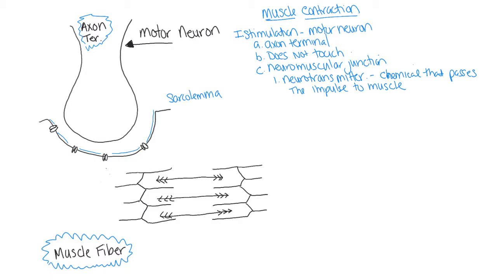And sometimes, just a side note, the neuromuscular junction is sometimes called the synapse or synaptic cleft. Okay, so we're going to have some steps to make this occur. So we're going to start with step one. These are going to be the steps of our muscle contraction.